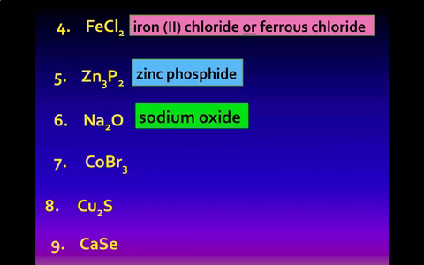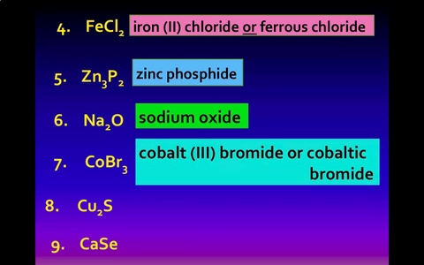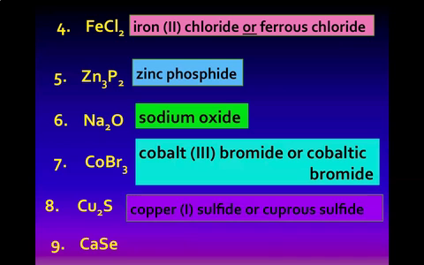Co is cobalt, and that does have different charges possible. Br is bromine, so I'm going to do my reverse crossover, so that gives me a +3 on cobalt. So I got cobalt(III) bromide or cobaltic bromide. Cu is copper, and that has more than one possible charge. S is sulfur. So I'm going to do my reverse crossover, and since sulfur doesn't have anything, that means it's a 1, so that means copper is a +1. So I have copper(I) sulfide or cuprous sulfide.